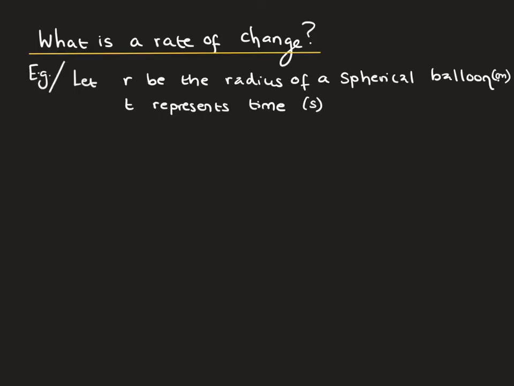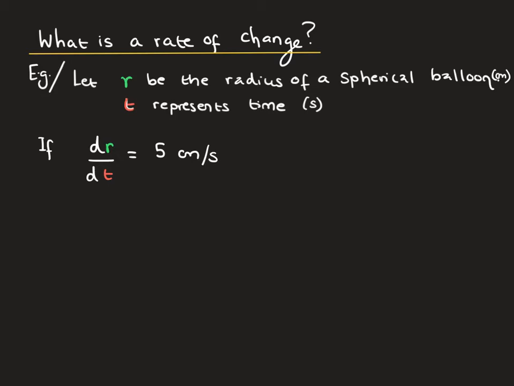So let's talk a little bit more about what we mean by a rate of change. I'm going to think of an example here. R is going to be the radius of a spherical balloon measured in centimetres, and t is going to represent time measured in seconds. Now, let's imagine that we know that dr by dt is equal to 5 centimetres per second.